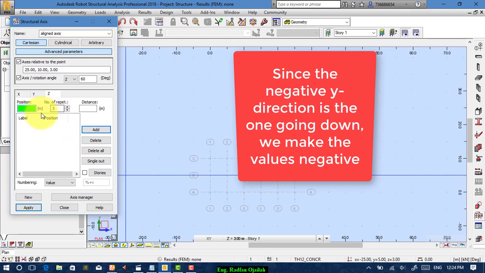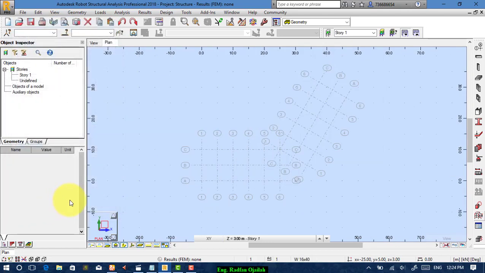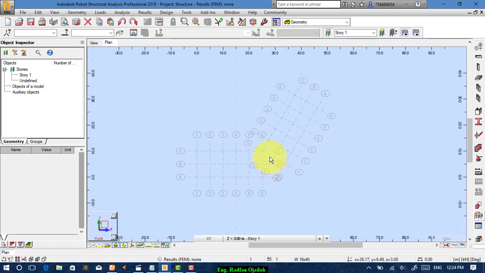And on the z-axis also we have number of bays as 3, and the distance is 5, because it's not in the negative direction. And its value, add. Then press on apply. As you see, we have now defined two grids for that building.